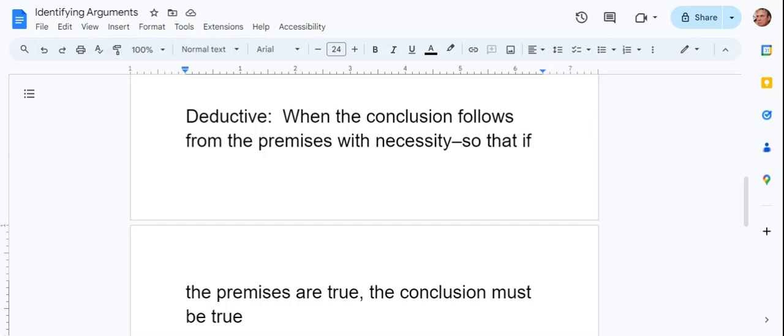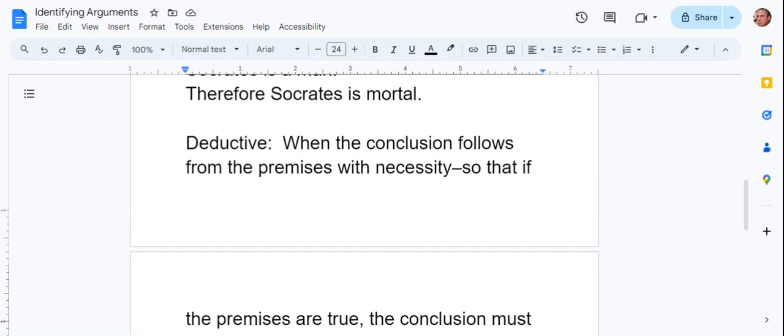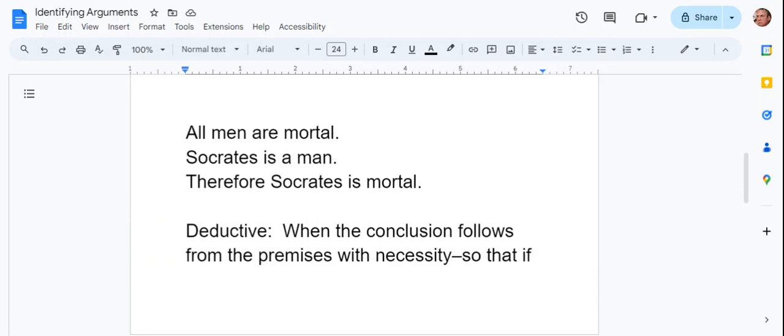That's the test of a valid deductive argument. So if we look back here, all men are mortal, Socrates is a man, therefore Socrates is mortal. If the first two statements are true, then the third, Socrates is mortal, must be true. That is, there's no possibility of it being false if the premises are true.